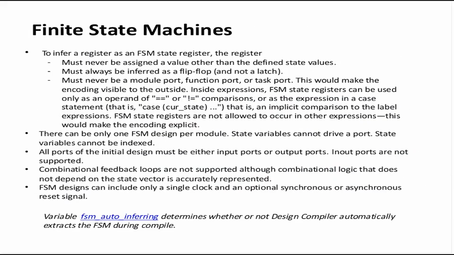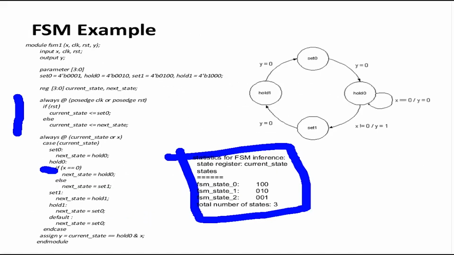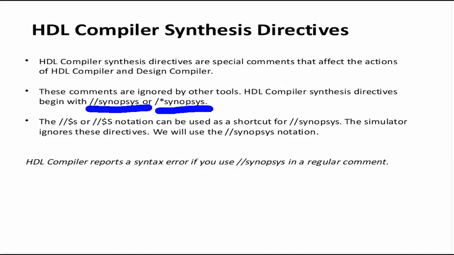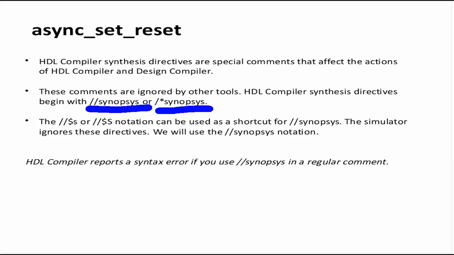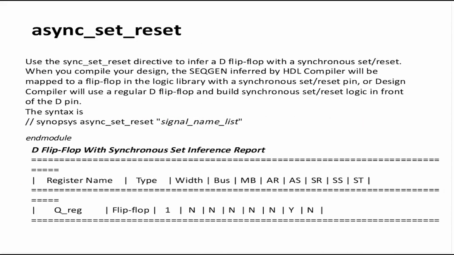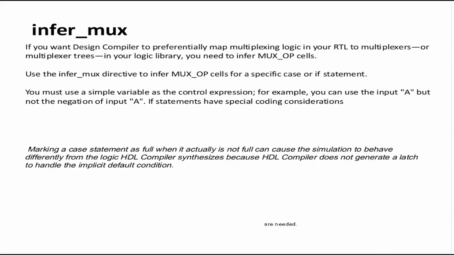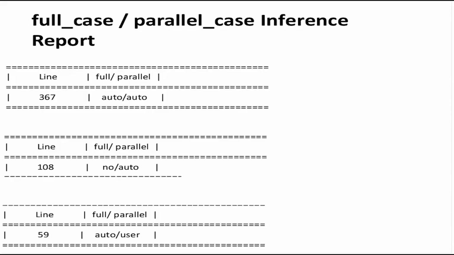We saw the coding style for FSM. There's one very good example here. You can follow this for your FSM coding. Then we saw the very important concept of compiler synthesis directives. We saw a few famous synthesis directives. Again, the recommendation is first code without synthesis directives. Only use synthesis directives when your coding style is not able to solve the problem.